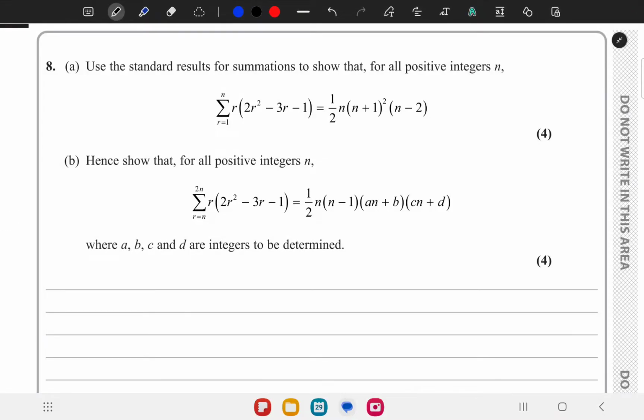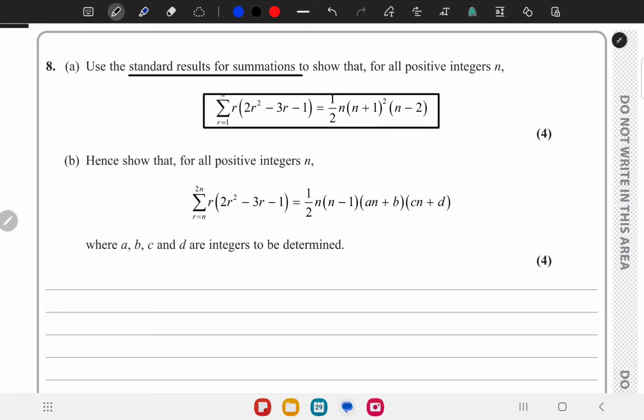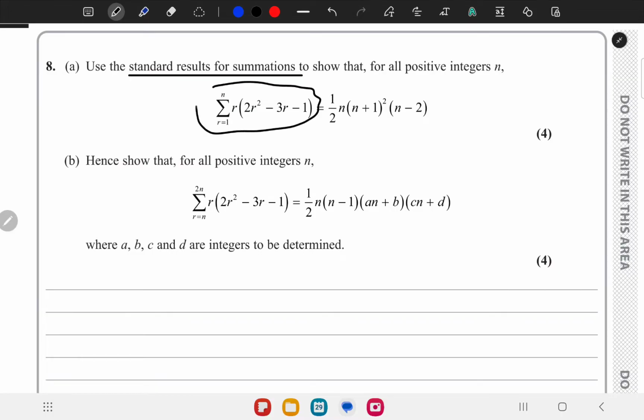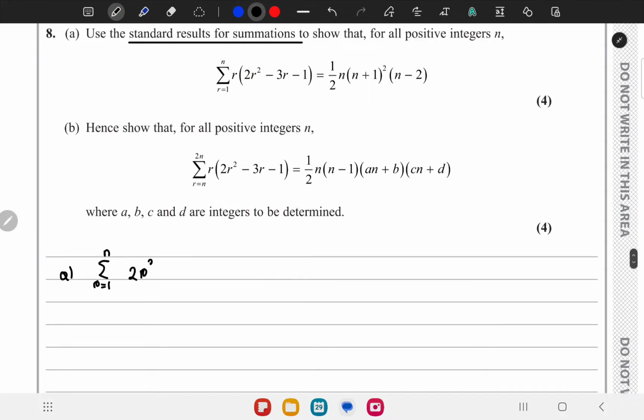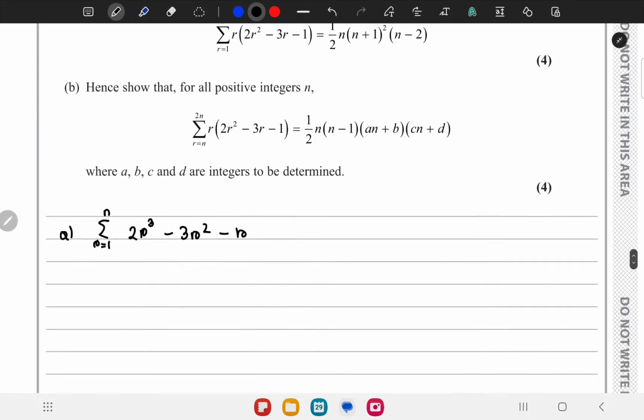In question 8, we have to use the standard results for some summations to show that this expression on the left is equal to this on the right. So this is the summation of, if we multiply the r here, we'll get 2r cube minus 3r square minus r.